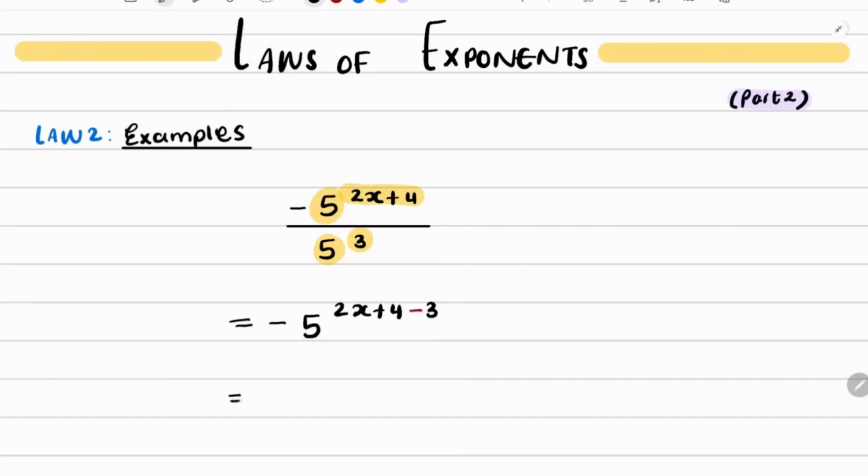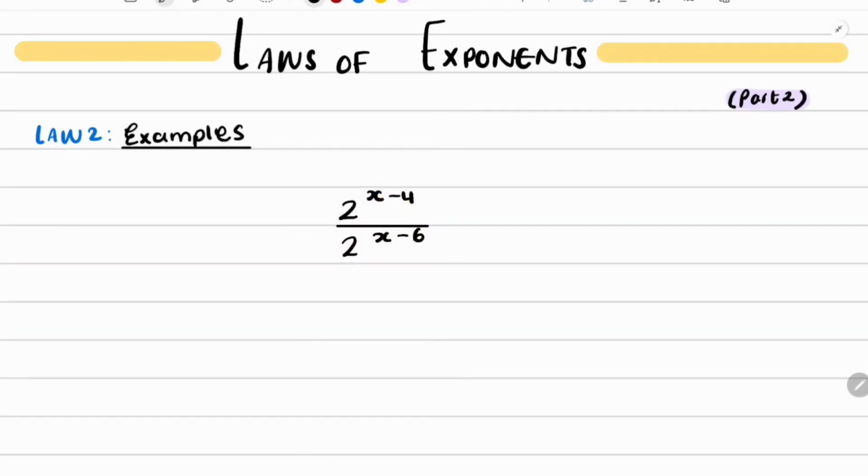And so this would be equal to, and we're going to have a negative 5 raised to the power of 2x. And then what is positive 4 minus 3? That gives you a positive 1. And that would be our answer. Here's another example.